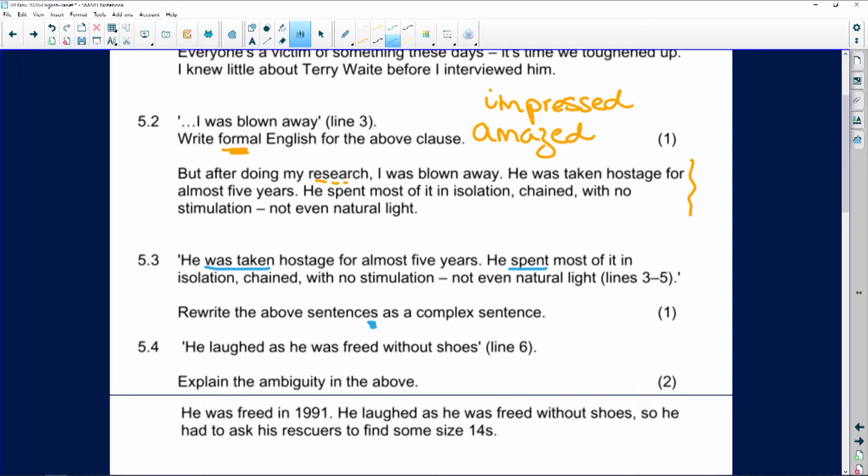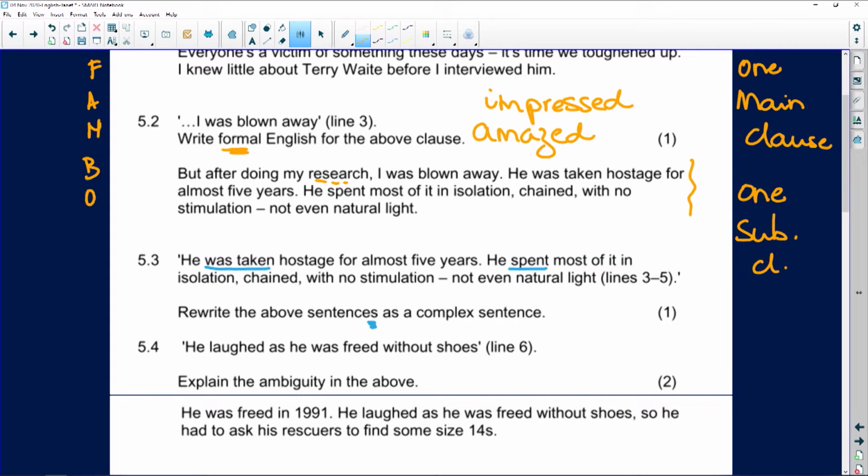Now, a complex sentence, what are we being asked to write? We need one main clause and, complex sentence, one subordinate clause. That's what we're being asked to write. What can't you use? Anything to do with fanboys, because that's going to end up probably giving you a compound sentence. Not necessarily, I hasten to add, because I'm not even going to explain that, but yes, right.